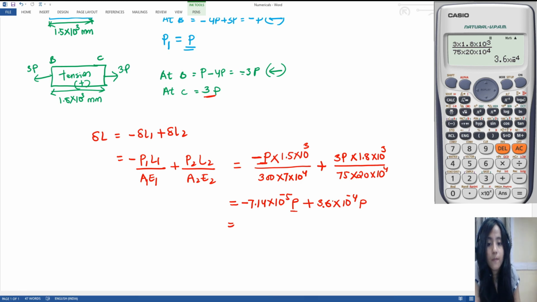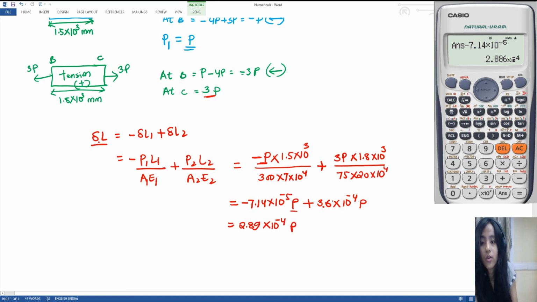Now minus 7.14 into 10 raised to power minus 5 is giving you 2.89. Let us make it 2.89 into 10 raised to power minus 4. So 2.89 into 10 raised to power minus 4 P I'm getting.